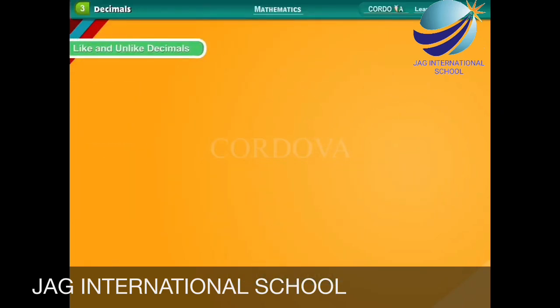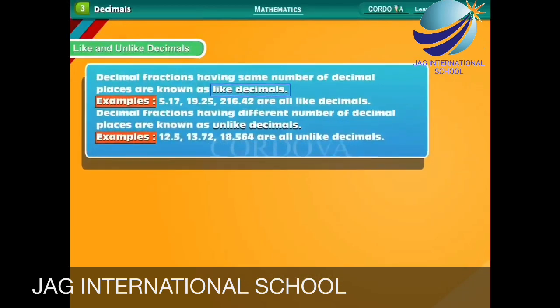Like and unlike decimals. Decimal fractions having the same number of decimal places are known as like decimals. Examples: 5.17, 19.25, 216.42 are all like decimals. Decimal fractions having different numbers of decimal places are known as unlike decimals. Examples: 12.5, 13.72, 18.564 are all unlike decimals.